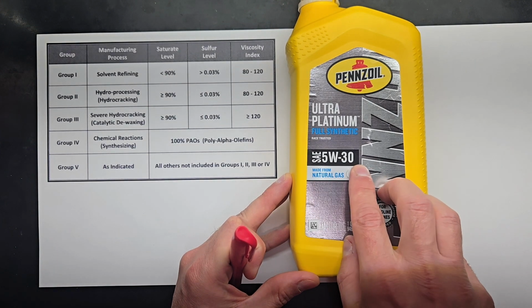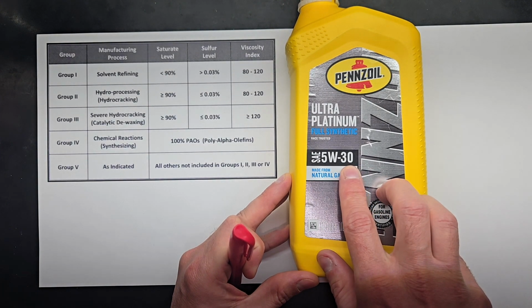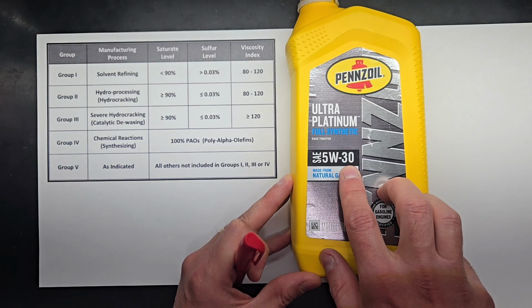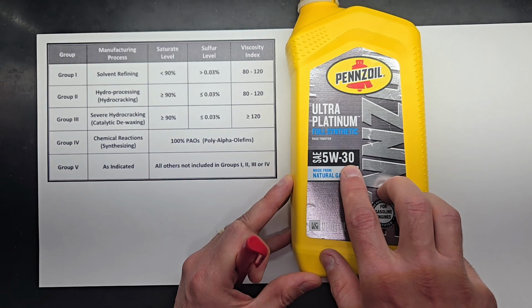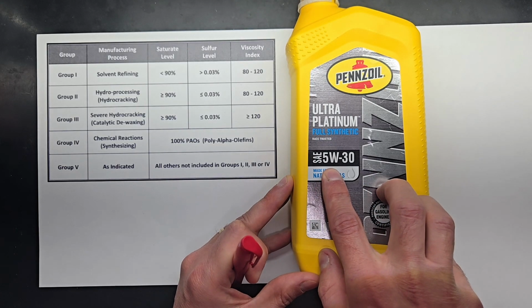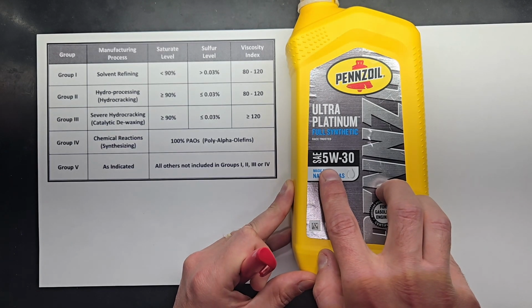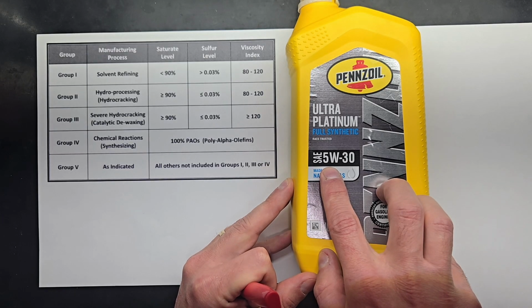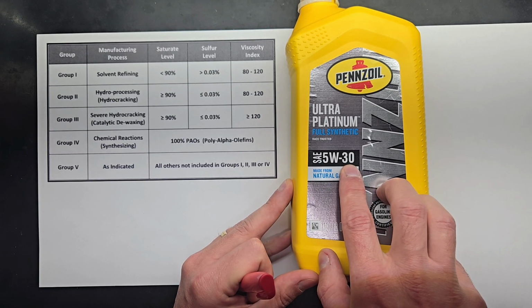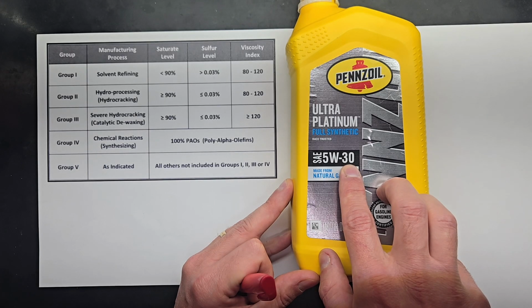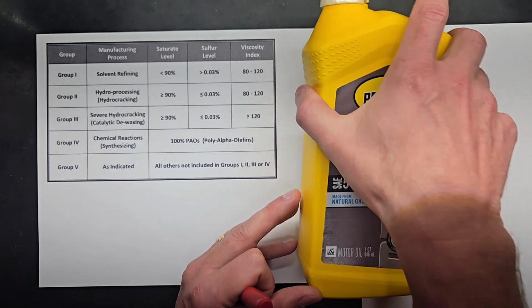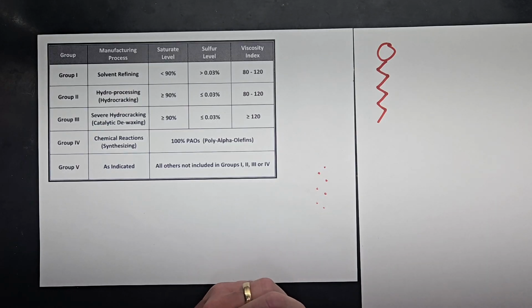Our 5W30 is actually telling us a lot about the viscosity and the type of viscosity that we're measuring. So the 5W is actually the absolute viscosity of the oil, and that's what we use to define the cold temperature performance. The 30 is what we call the kinematic viscosity, and that's how we measure the oil's hot temperature performance. So what are those, and where can we see those?